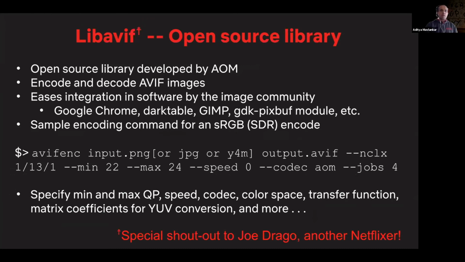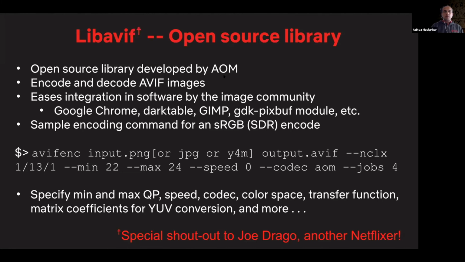So libavif is an open source library developed by the Alliance for Open Media that allows you to encode and decode AVIF images. And the goal is to ease integration in software by the image community. And such integration has already happened. For example, Google Chrome. There is an app called Darktable, a photography workflow app. GIMP, popular and open image editing software. Then there is a module called GDK PixBuf, which is responsible for reading and writing images on most GNOME apps, etc.